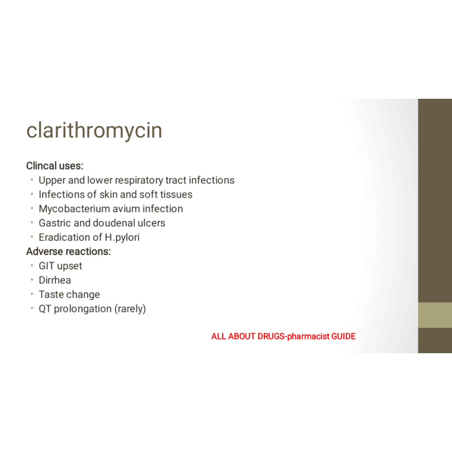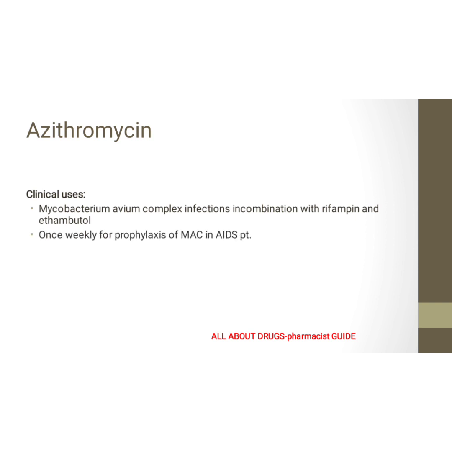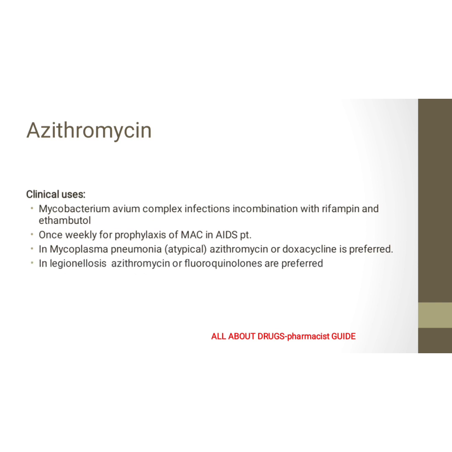Azithromycin. Clinical uses: Mycobacterium avium complex infections in combination with rifampin and ethambutol. Once weekly for prophylaxis of MAC in AIDS patients. In Mycoplasma pneumonia, atypical, azithromycin or doxycycline is preferred. In legionellosis, azithromycin or fluoroquinolones are preferred. In chlamydial infection, azithromycin or doxycycline is the preferred therapeutic option.